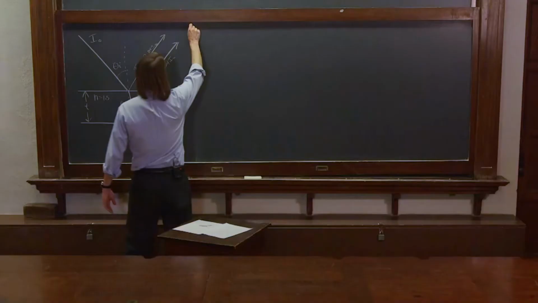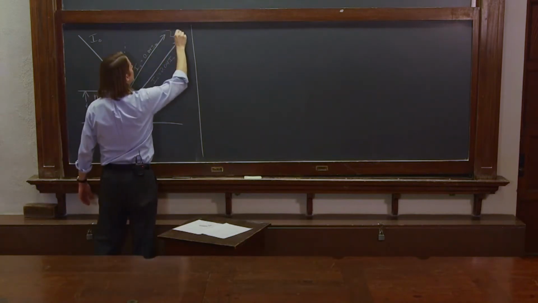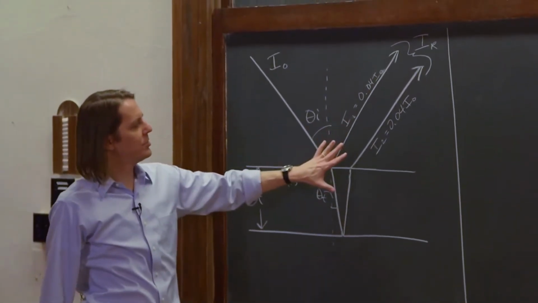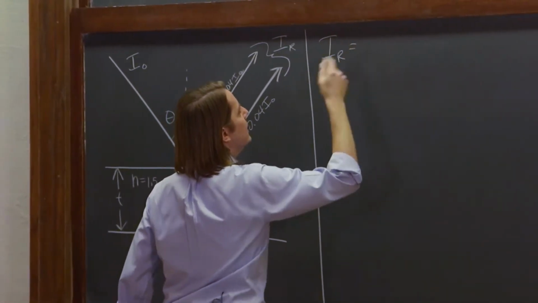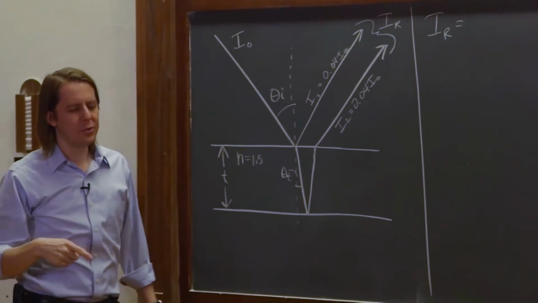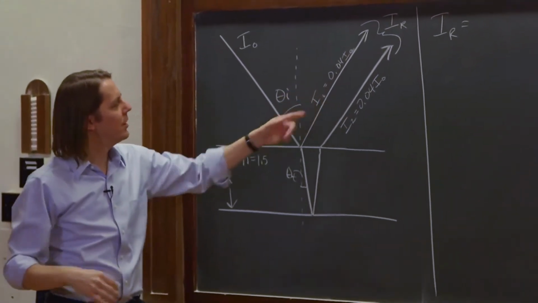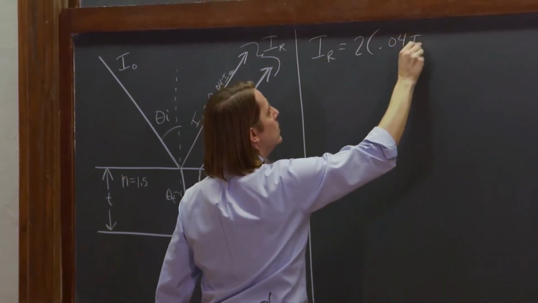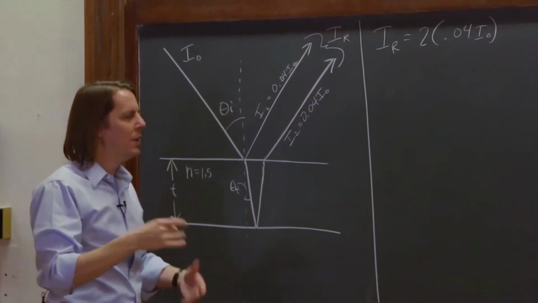So now let's figure out what we're trying to do. What we're trying to do is to calculate the irradiance that's reflected, IR. All right? Well, this is just the superposition of two plane waves. So we say IR is I1 plus I2 plus the cross term cosine delta. So in this case, I1 and I2 are the same. It's 2 times 0.04 I naught. Okay? And then the cross term, remember, is a factor of 2 in the intensity.